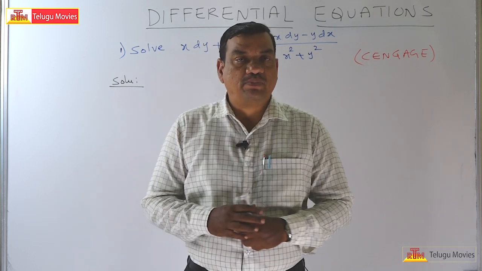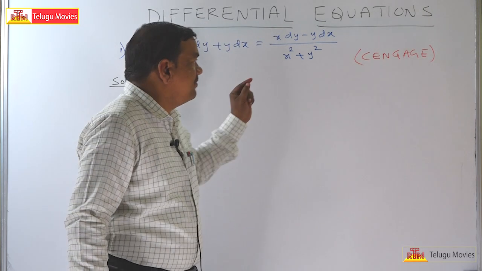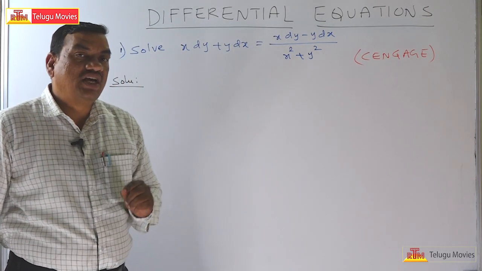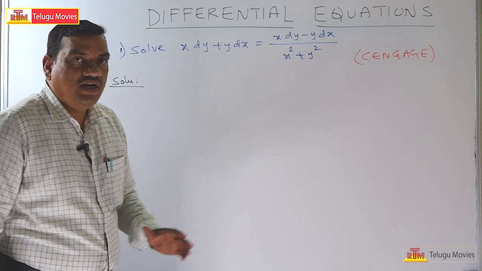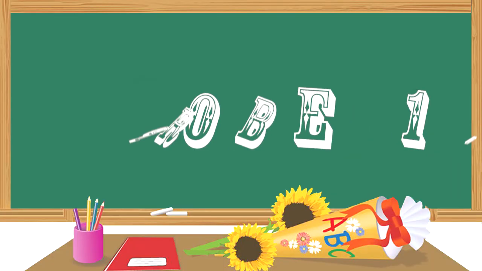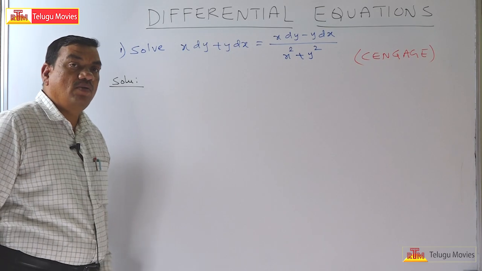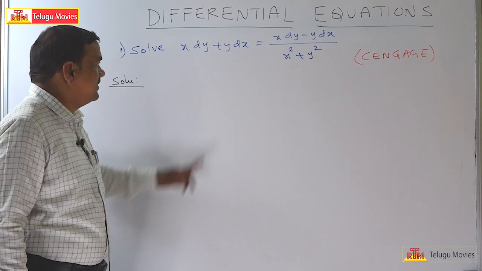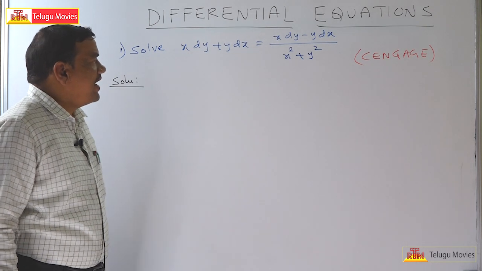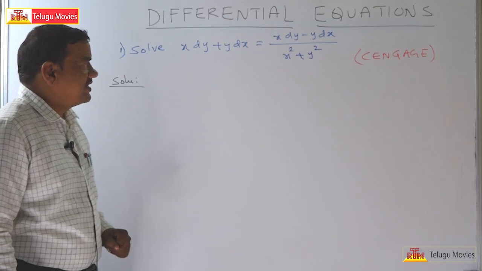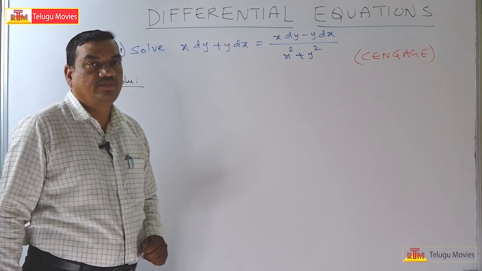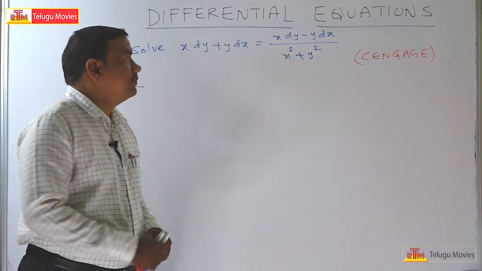Today I am going to explain a few problems from differential equations which can be solved using short trick methods. Okay, then let us see the first problem. The first problem of today's class is x dy plus y dx is equal to x dy minus y dx by x square plus y square. How to solve this problem?